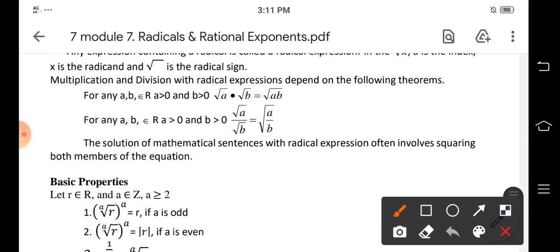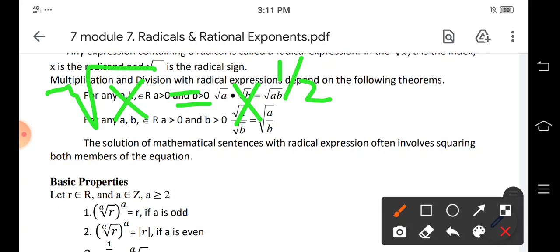Okay, how about if we have square root of x? Square root of x is the same as x to the power of 1/2. If we don't see any value in our index, it means that there is an assumed value of 2. So we have 2 here, but we don't write 2. We just leave it square root of x.